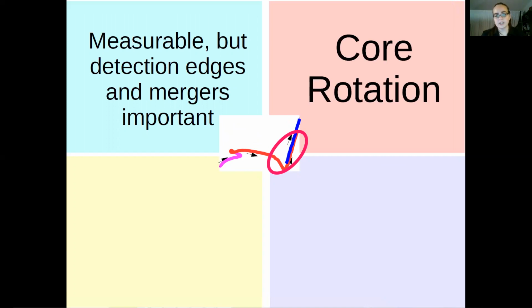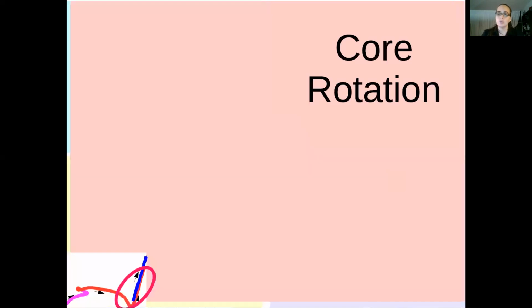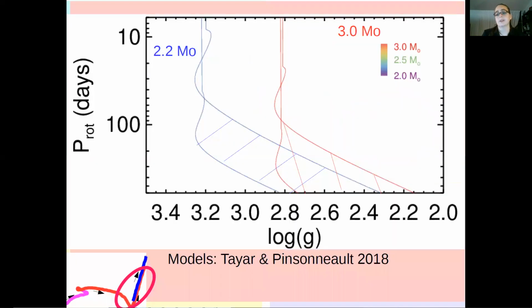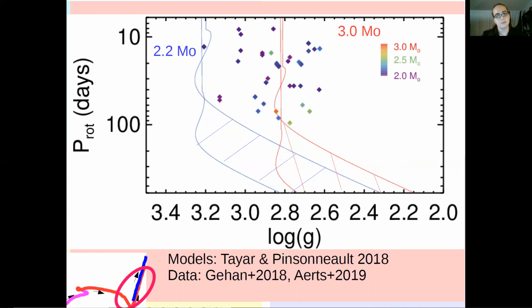Now, core rotation rates in this regime can actually be easier to measure than surface rotation rates because the core rotation causes an obvious splitting in the oscillation modes. So here I'm showing again the same models of what I think the surface rotation rates are doing. And then I'm plotting here data from the literature of what the core rotation periods that have been measured for stars in this mass range are. And you can see that they're substantially faster than what we think the surfaces are doing. And there don't seem to be any strong trends with mass or surface gravity.